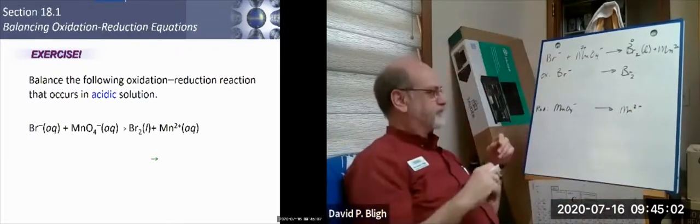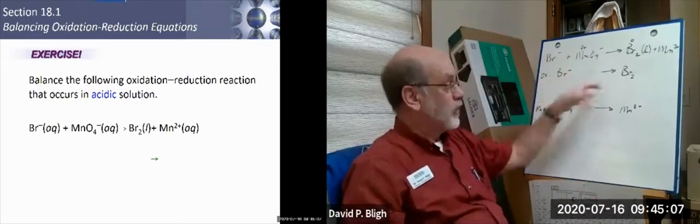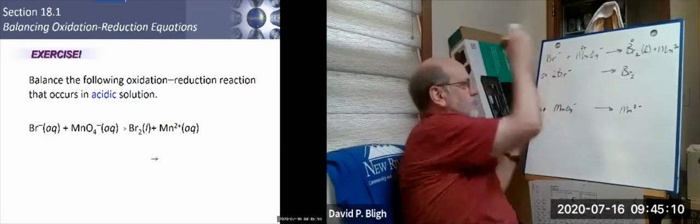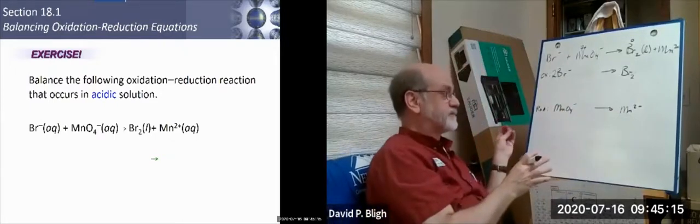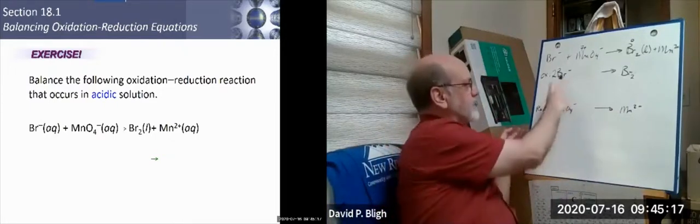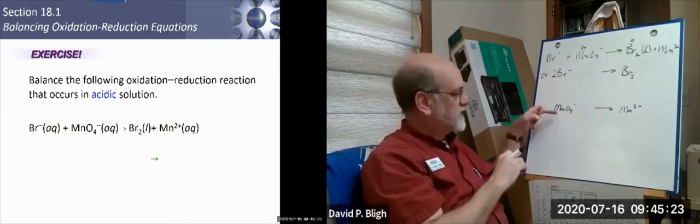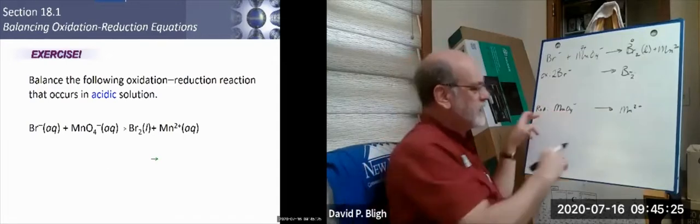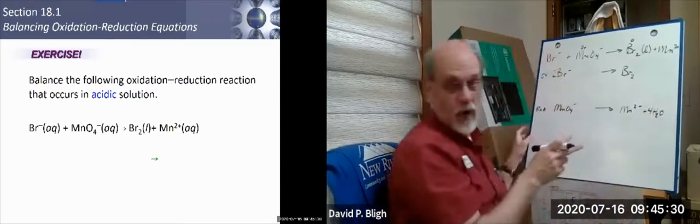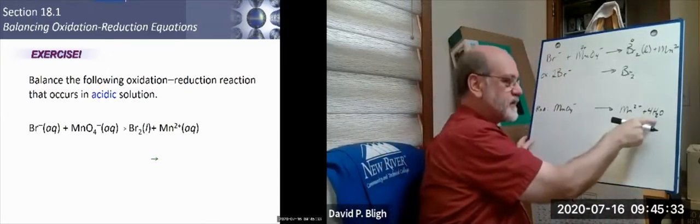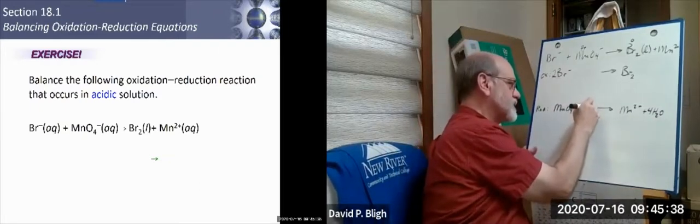Okay. So we balance our elements first. 1 and 2, we need 2 of those. 1 and 1, that's good. Now we balance the oxygens. There are no oxygens in this one, so you're done. But in this one, we have 4 oxygens on that side. We need 4 on this side in the form of water. And we placed 8 hydrogens there, so we need 8 hydrogens here.